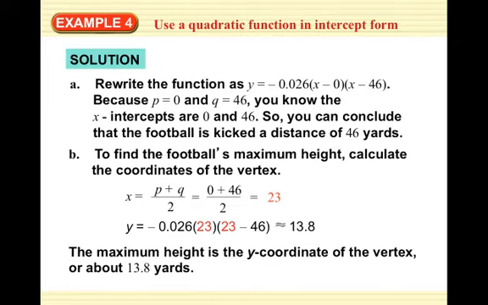Okay, so we've been introduced to intercept form and to vertex form. But last class period we talked about standard form, and sometimes that's how we want our equations written as a final answer.